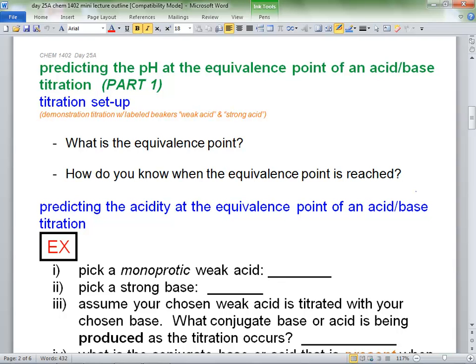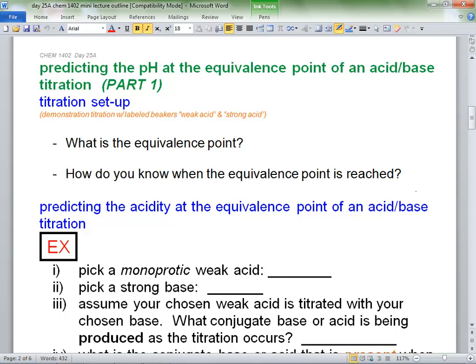Changes color. Except we're supposed to use a technical terminology. We stop adding when we reach the what point? The equivalence point. That's the technical jargon. Equivalence point is just the volume that you add in the burette.